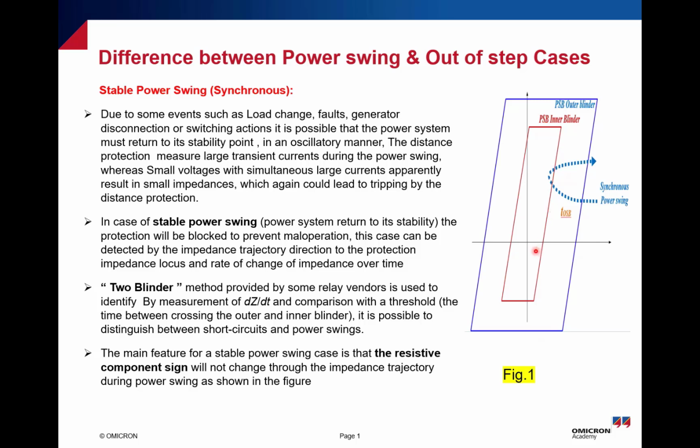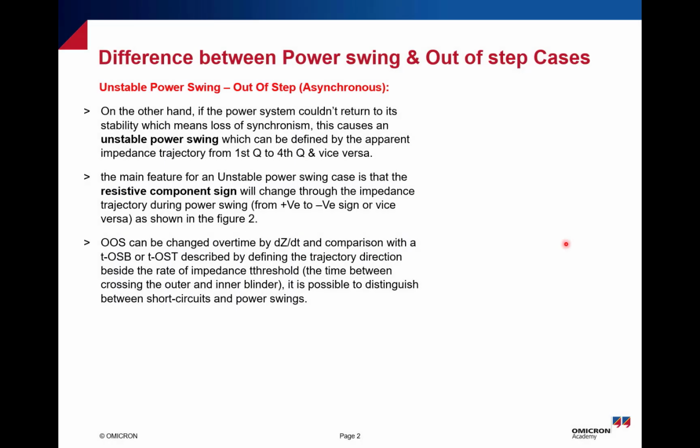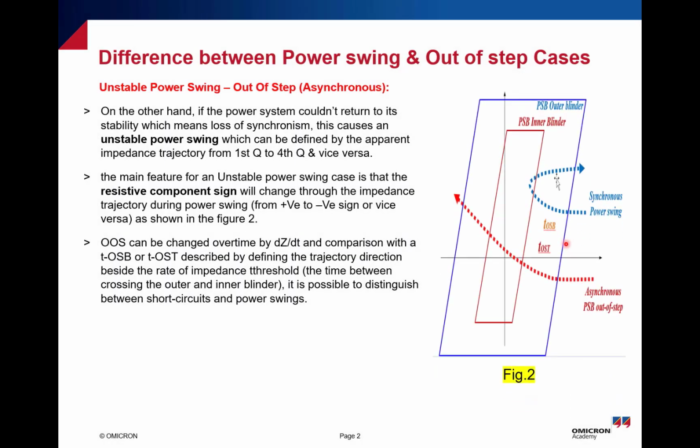As you can see, the main feature of the stable power swing case is that the resistive component sign will not change through the impedance trajectory. We have the R and the X axis, and the synchronous power swing enters the impedance trajectory from the positive R axis and returns back from the same direction. It doesn't cross back, and the R sign will not change. It remains positive or remains negative. The main important thing is that the resistive sign will be fixed in the impedance trajectory in the stable power swing cases.